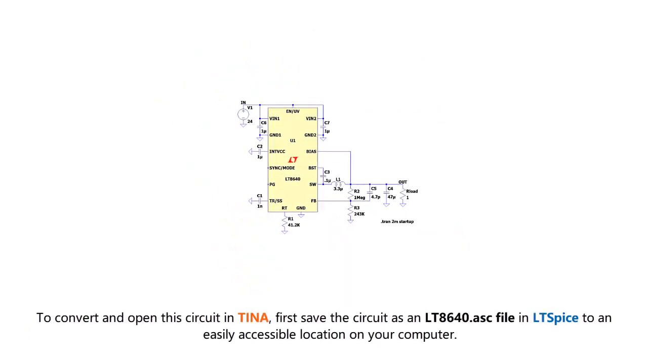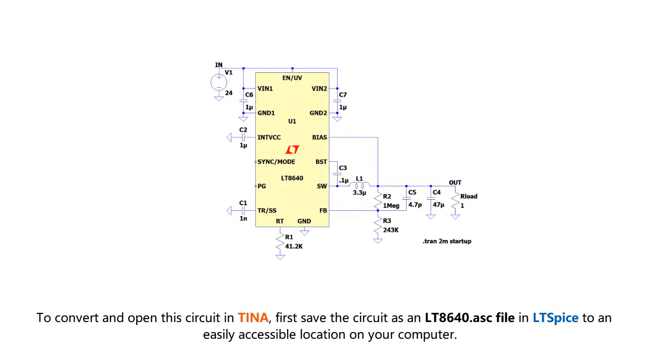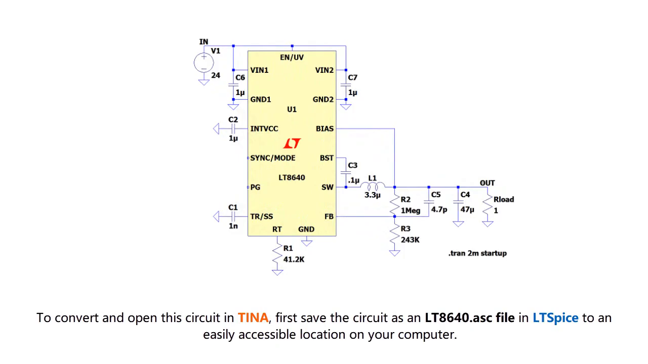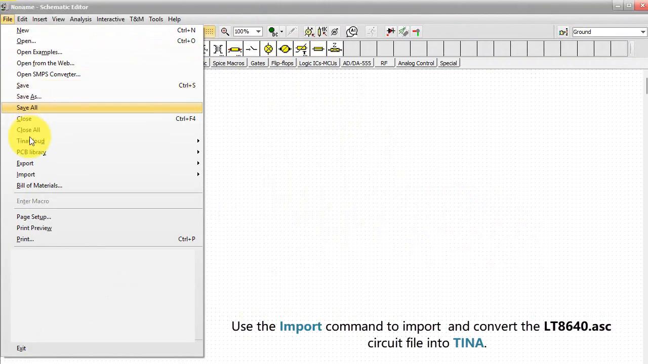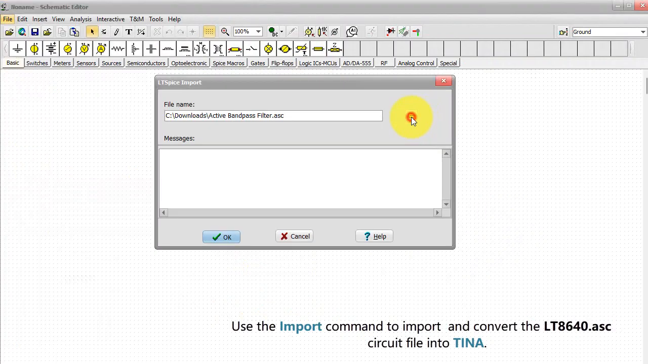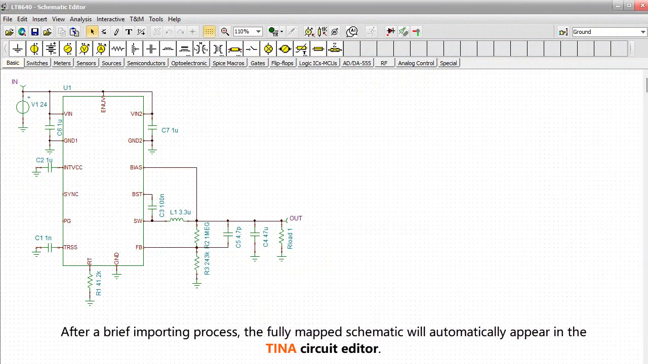Importing the schematic into TINA. To convert and open this circuit in TINA, first save the circuit as an LT8640.asc file in LTSpice to an easily accessible location on your computer. Use the import command to import and convert the LT8640.asc circuit file into TINA. After a brief importing process, the fully mapped schematic will automatically appear in the TINA circuit editor.